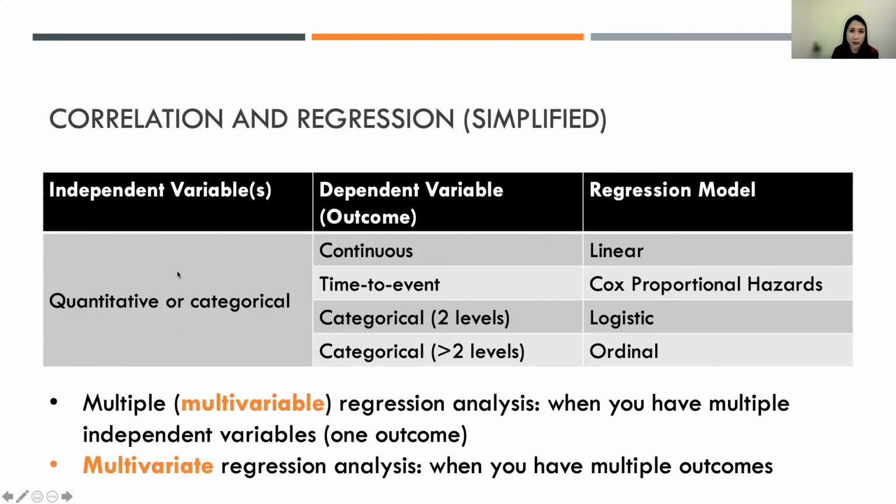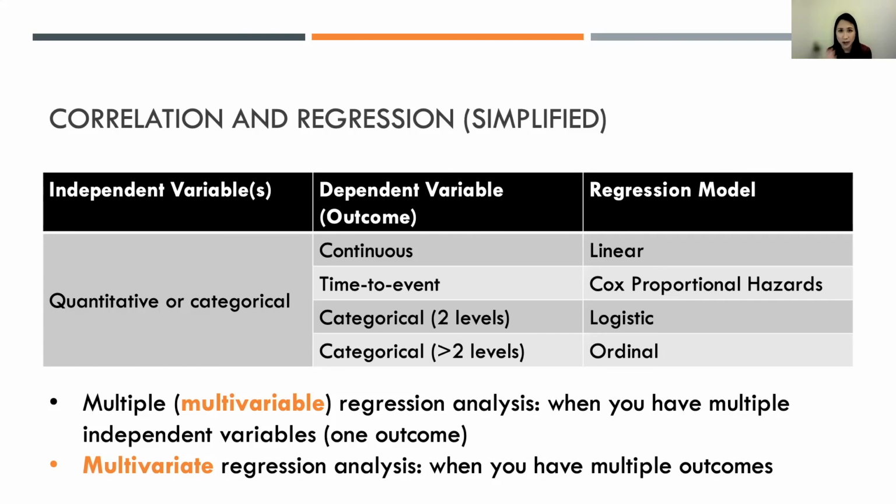The independent variables don't change. You can have many variables in your regression model, and they can be quantitative or categorical in nature. Then what changes, and what really drives which regression model you choose, is actually the dependent variable or the outcome. So if your outcome is continuous, so something like length of stay, for example, in days or in hours, what have you, then you would use a simple linear regression model.